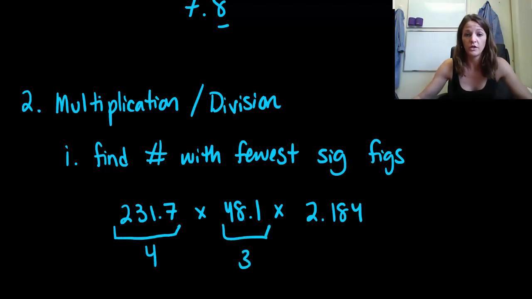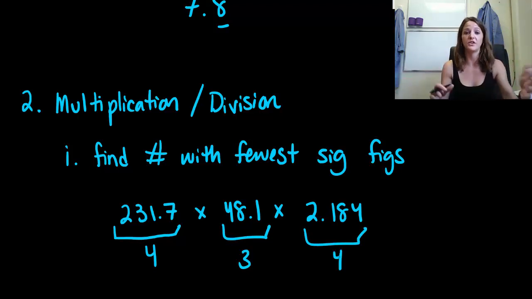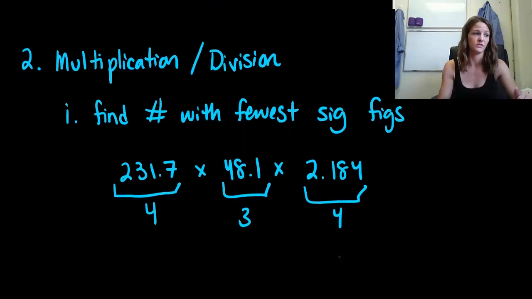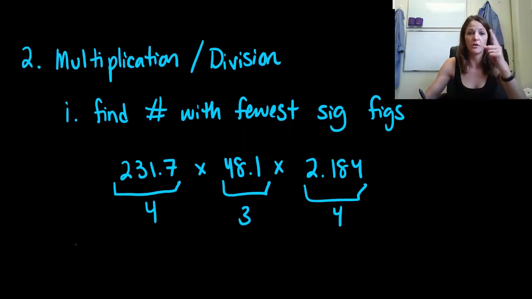This one has 3, 1, 2, 3. This one again, 1, 2, 3, and 4 sig figs, okay? Very simple. We didn't have any zeros. We didn't have to mess around with anything. That was very straightforward. All right, so we determine the number with the fewest number of sig figs.